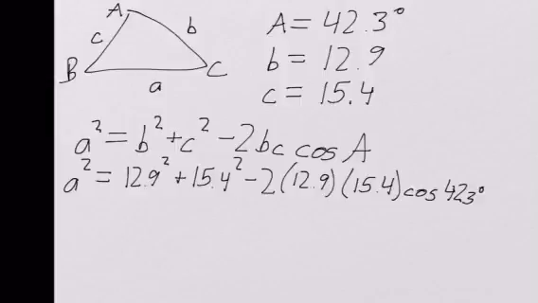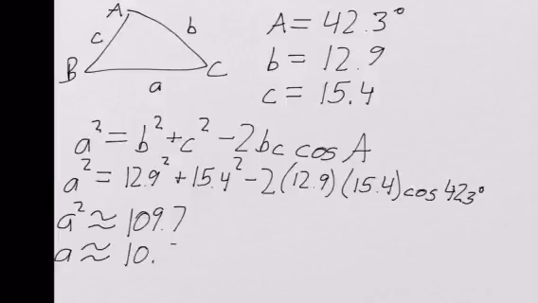Plugging all that into my calculator, I get a squared is approximately equal to 109.7. Taking the square root, a is approximately equal to 10.5, technically plus or minus 10.5, but it doesn't make any sense to talk about a negative length. So we can assume that a is positive. So now we need to find the other two angles.